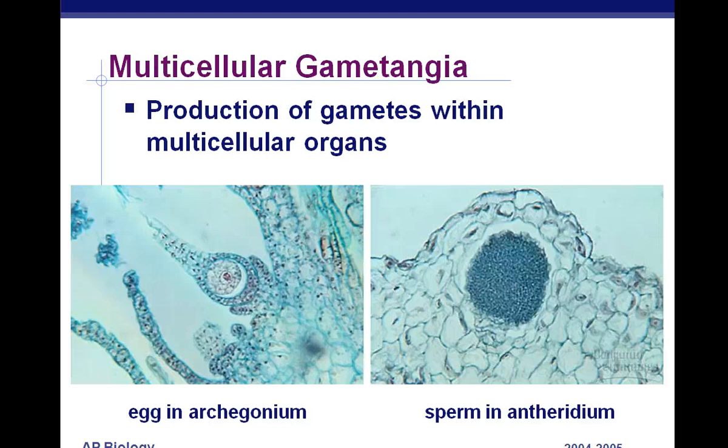Here we have a multicellular gametangia that produces gametes. Now in these plants, the gametangia is actually inside the sporophyte. So there's a sporophyte protecting the gametophyte, and we'll talk more about that later.